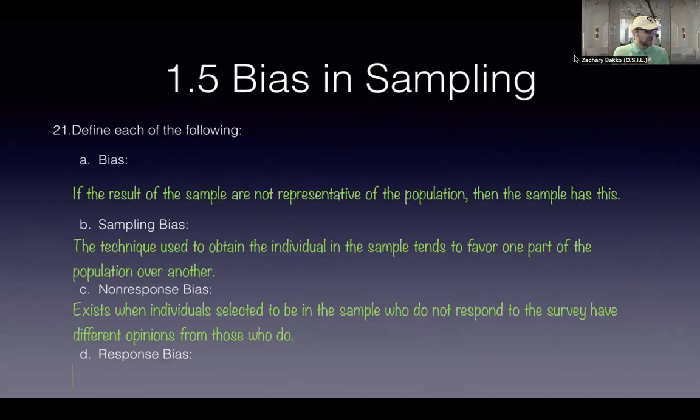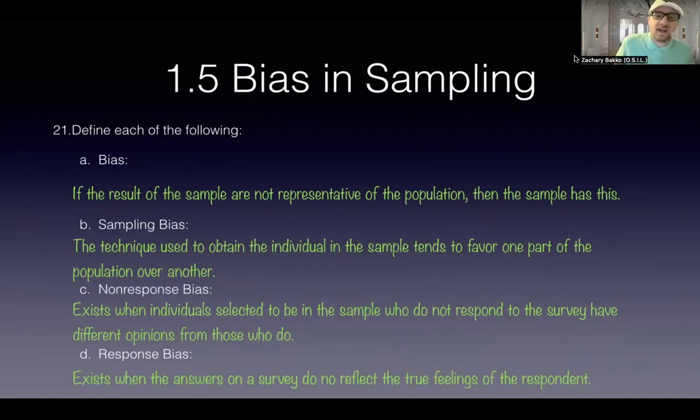Okay. So then your response bias exists when the answers on a survey do not reflect the true feelings of the respondent. So let's say, like I said, okay, how did you find this video afterwards? It was a survey, and you had 3 options. Amazing, great, good. Now let's just say your experience watching this video, you didn't have a good experience watching it, and you're like, it wasn't for me, right? Well, I didn't give you the option to account for that on the survey.